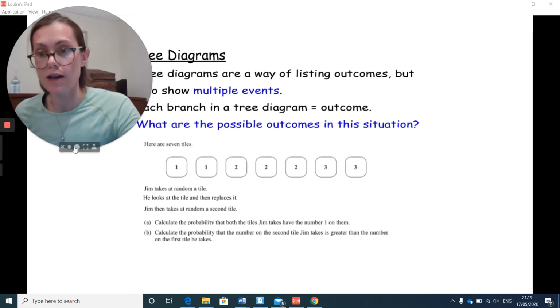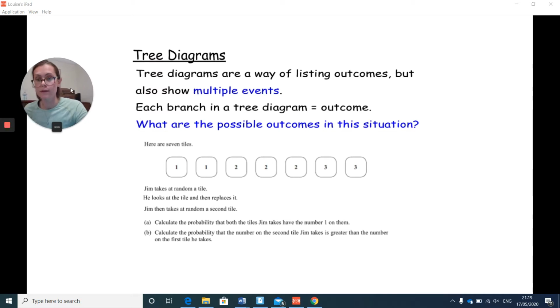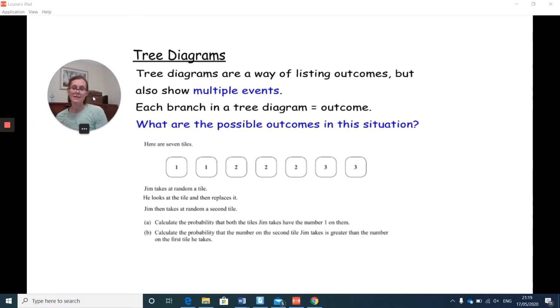A tree diagram is a way of listing potential outcomes when we have multiple events. So we're not just doing one thing now, we're doing one thing and then another thing and then potentially another thing after that. That might be rolling a dice and then rolling the dice again. It might be rolling a dice and then flipping a coin. It can be various things, but it's one event after the other, which is why it's so important that we are clear on what events we have in a question.